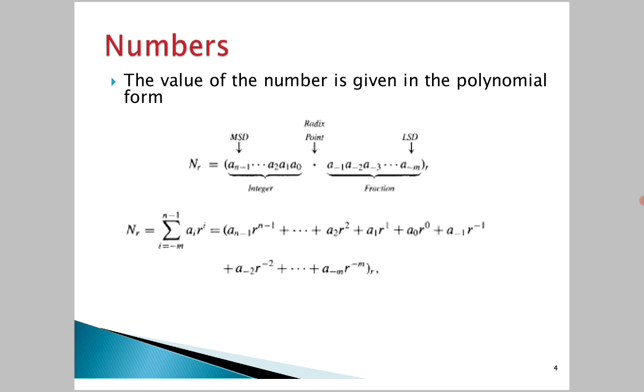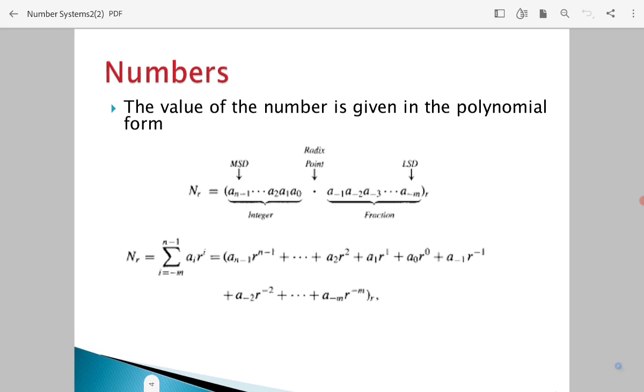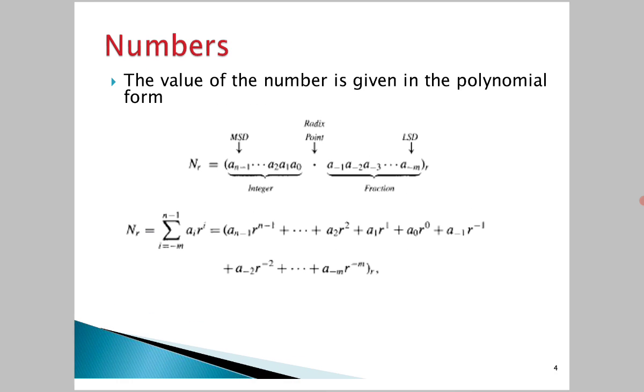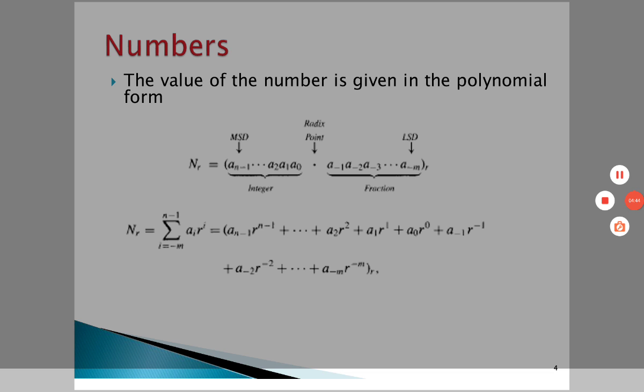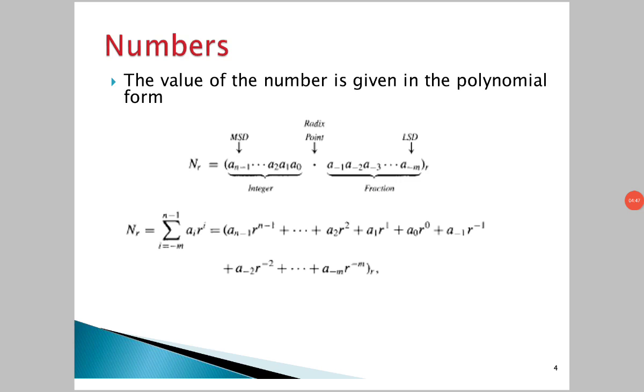N of R, capital N of R. How to form numbers? The value of the number is given in the polynomial form. This is the formula: N of R is equal to sigma i from minus m to n minus 1 of a i into r to the power i. That is the formula for forming regular or daily numbers, decimal numbers, and numbers in any format.